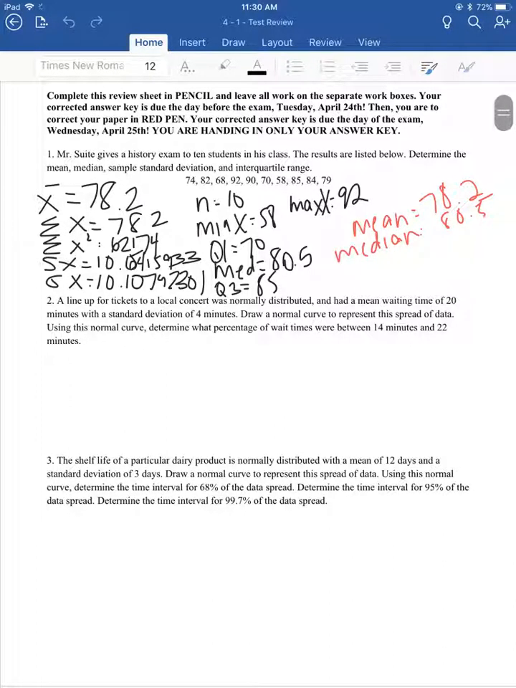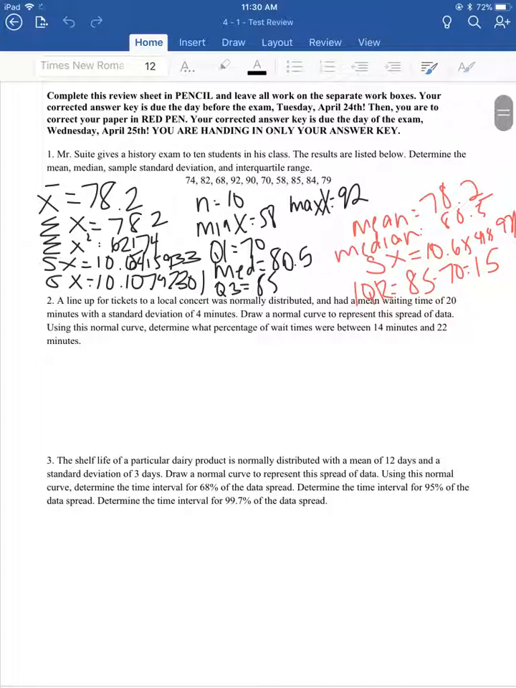The sample standard deviation, that's the one that has an S, I'm sorry, is 10.6541593. The interquartile range. So here you actually have to do a little bit of work. So you take your Q3 and Q1 and you subtract them. So you would do 85 minus 70 is equal to 15.